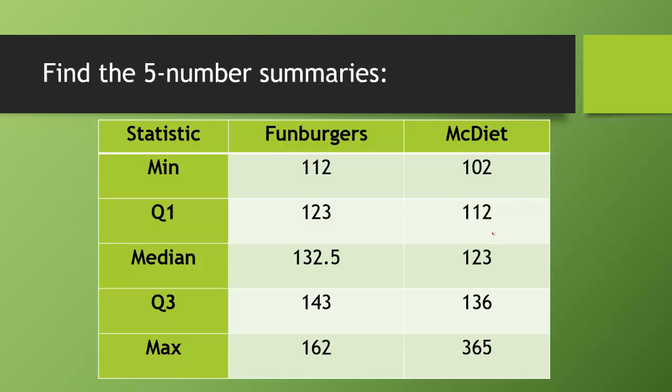Okay, and then you follow the same process with McDiet, although it had 11 values, so the median was the one right in the middle, which was 123. Okay, so hopefully you kind of understand how that one works.